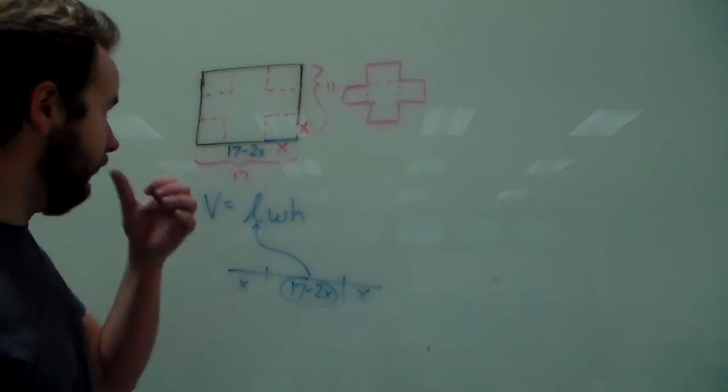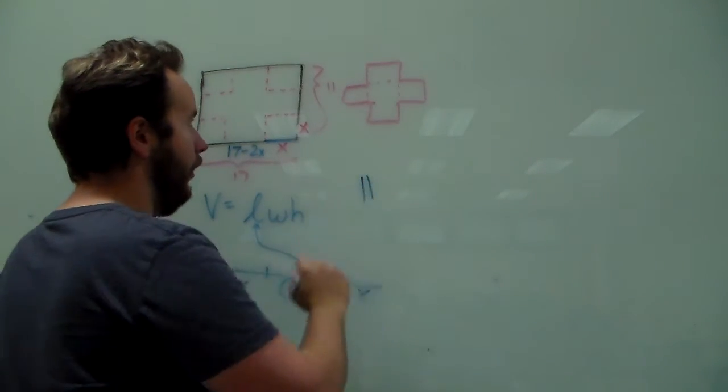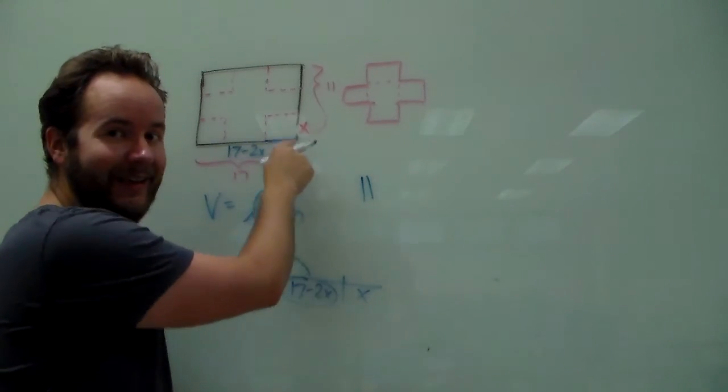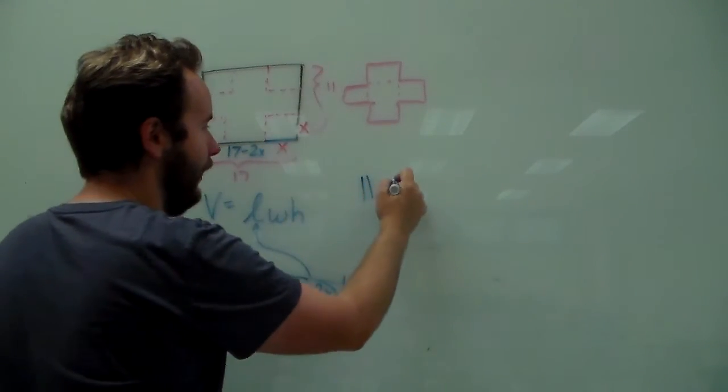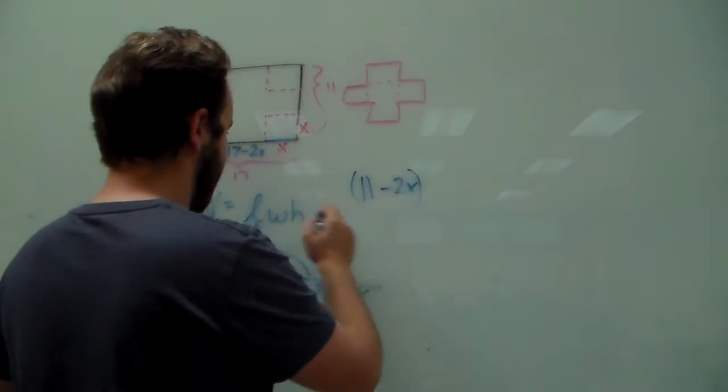Likewise, this side length was 11, but we're once again cutting out an x here and an x here, so minus 2x. That's going to be our width. So that is our width.